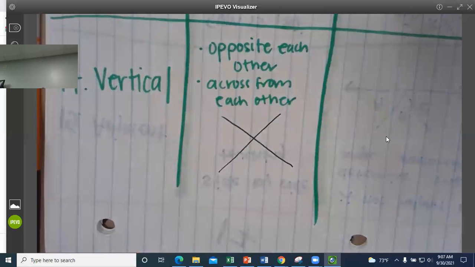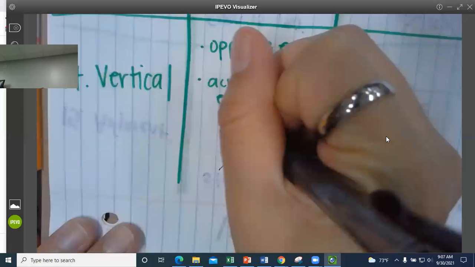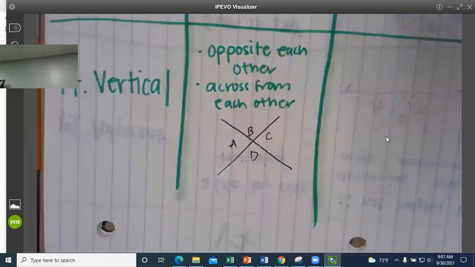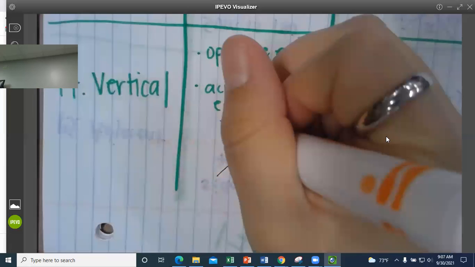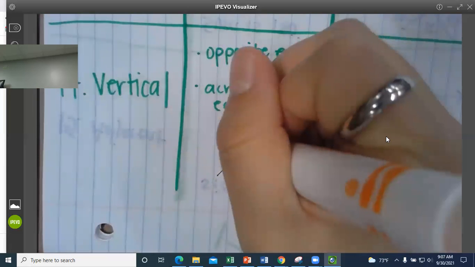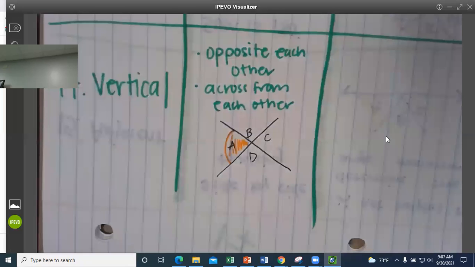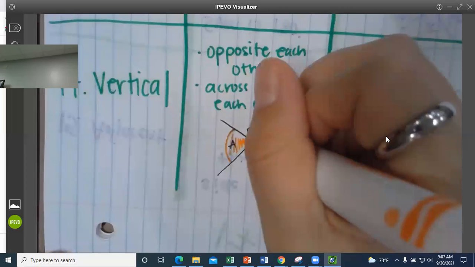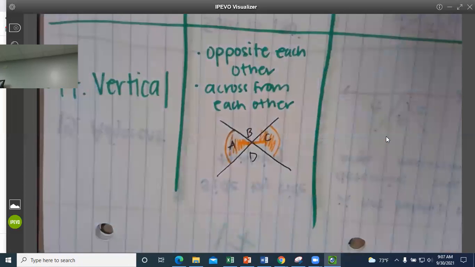Let's label a couple of letters. All right, so I'm gonna mark angle A. All right, does anyone know which one is across from A? Like straight across from it? C, yeah. Straight across would be C. So those would be vertical angles to each other, okay?